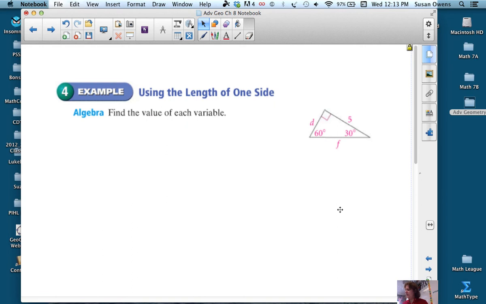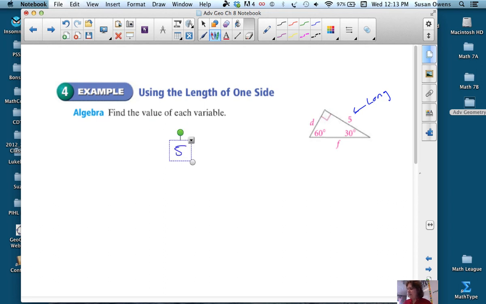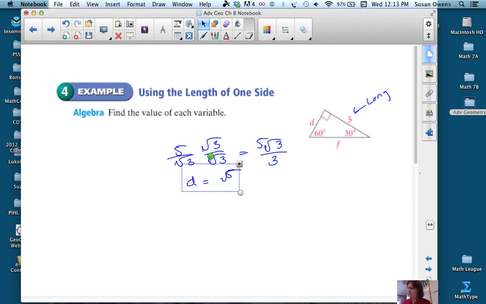For this one, we're finding the value of each side. First I need to see what I'm given. I'm given the side that's across from the 60, so this is the long leg. The easiest thing to do is go from long to short. To go from long to short, we divide by root 3. We must rationalize, so root 3 over root 3. So this is going to be 5 root 3 over 3. So D is equal to 5 root 3 over 3.